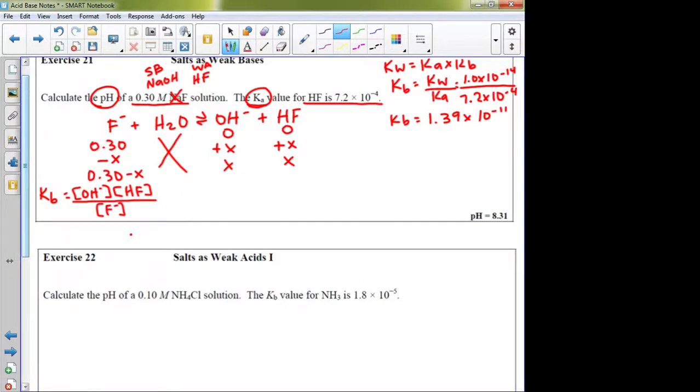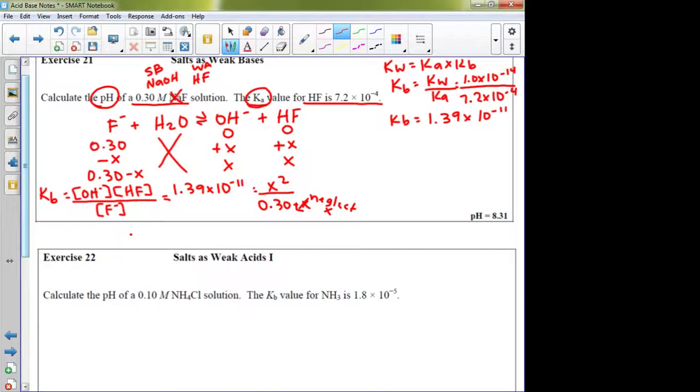Okay, so now my Kb I already know is 1.39 times 10 to the negative 11. I'm going to get x squared on top, and I'm going to get 0.30 minus x on the bottom. What's my next step? What am I going to do with that x? Neglect it. And not only am I going to neglect it, I'm going to show that I neglected it, because I have to do that on the AP exam.